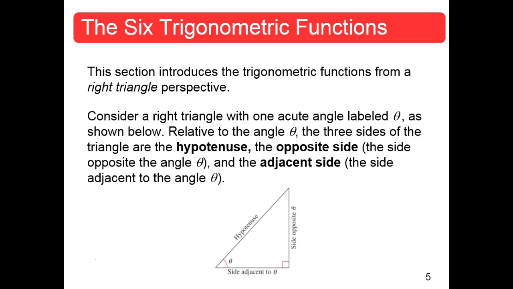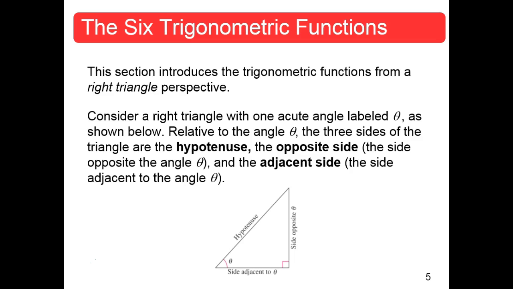Okay? So let's consider, what do we mean by a right triangle? One of the angles is 90 degrees or pi half. Exactly. So let's consider a right triangle with one acute angle labeled theta, as shown below. Now, the acute angle would be one less than 90, so this angle is going to be your theta. There's your right angle, so the thing up here is going to be something else. Okay? We don't need to know it now. We'll run into that later.